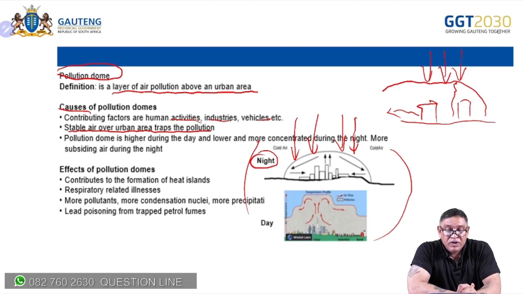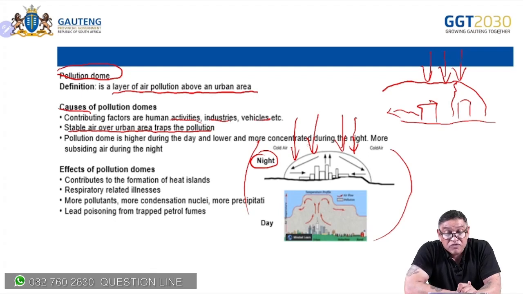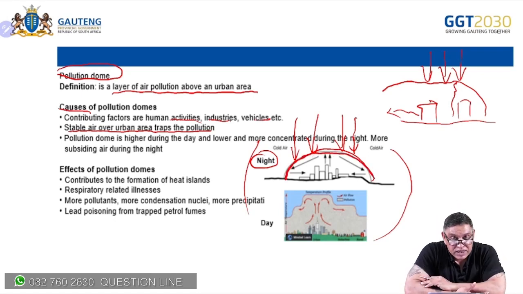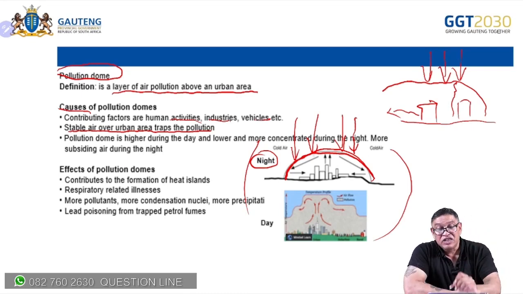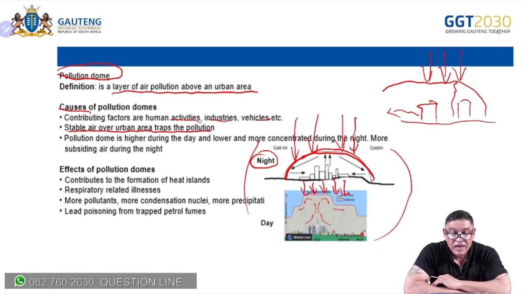And during the night, when the pollution is given off, because of a great amount of subsiding air, can you see we're using that subsiding air again? Because there's a great amount of subsiding air, the pollution dome will lie closer to the city and its buildings because of the large amount of subsiding air. During the day, it's hotter, there's more heating of the surface, etc. There's more rising air and less subsiding air. Can you see that? Okay, less subsiding air.